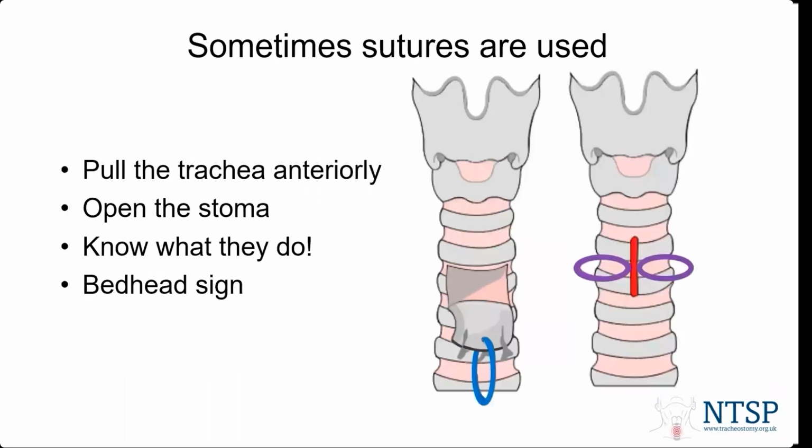If you are doing a tracheostomy and you put sutures in, either stay sutures to pull the trachea anterior and to open the stoma, or a suture that holds the Bjork flap ramp to the front of the skin, then you need to explain to anyone who's going to be looking after that patient what those sutures are for and what they do if you pull on them. Because in some situations, pulling is good, and in some situations, pulling is bad. And the bedhead sign, which we'll review later, is an important place to make those entries.